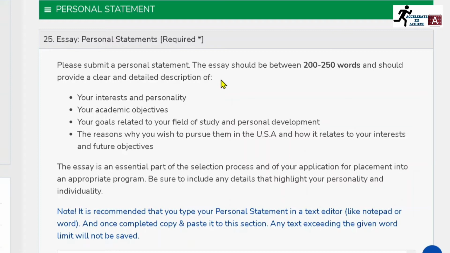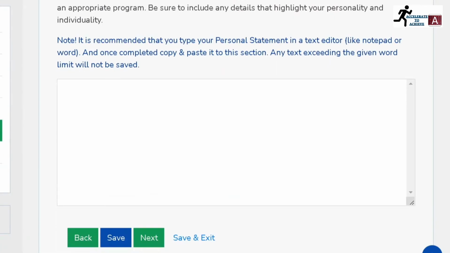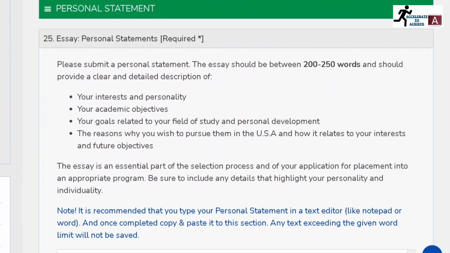Now, it is again written over that this is an essential part of your application or selection process. And I would suggest do not copy the personal statement. First write your personal statement in a Word file and then copy it and paste it in the box here. In that case, you can rectify your errors. You can run spelling error checking, grammar checking, etc.